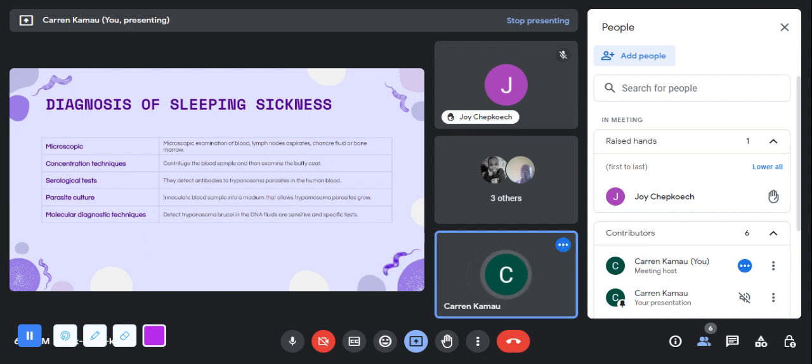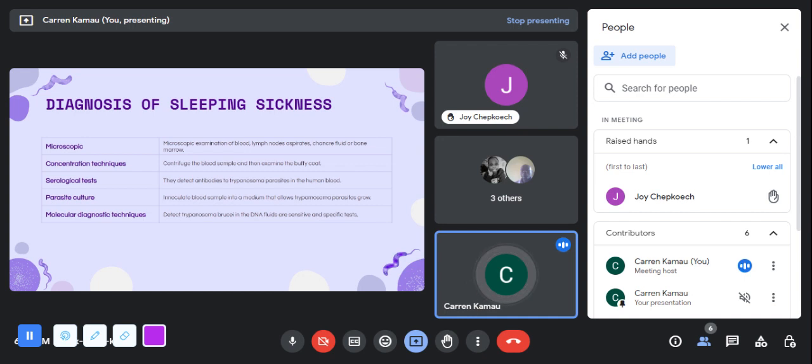Diagnosis of sleeping sickness. One is microscopic examination of the blood, lymph node aspirate, cerebrospinal fluid or bone marrow. Then the other technique of diagnosis is concentration techniques: centrifuge the blood and then examine the buffy coat. The third diagnosis is the serological test. We detect antibodies to trypanosoma parasites in the human blood.